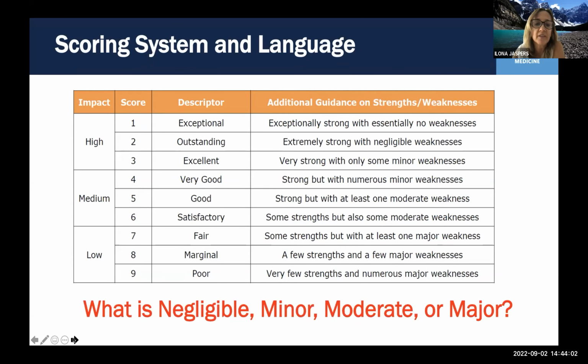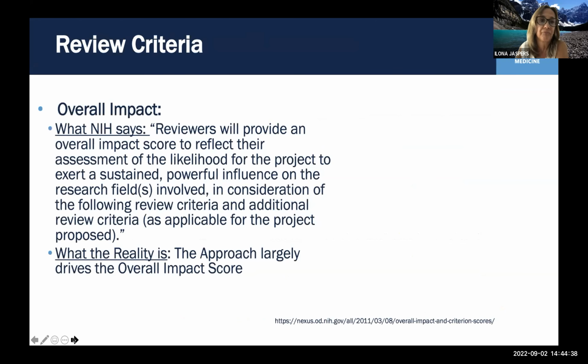However, what is negligible, what is minor, what is moderate, or what is major? That really is up to interpretation. So make sure that if you yourself recognize a potential weakness in your research or in your research approach, that you have a very good approach or very good alternative approach, so it never becomes moderate or major. So everyone knows that is a weakness. I can't do anything about it, but because they've addressed it, it becomes negligible or minor.